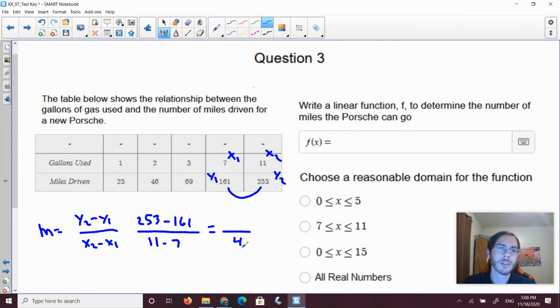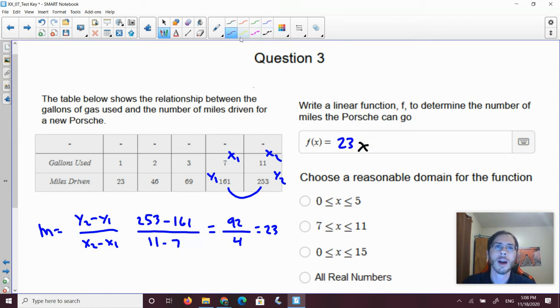All right, well, 11 minus 7 is 4. So 161 plus 100 would be 261. So we have to go 8 back, so that makes that 92. 92 divided by 4 would be 23. So we know that the slope is 23. So we know we're going to have 23x.